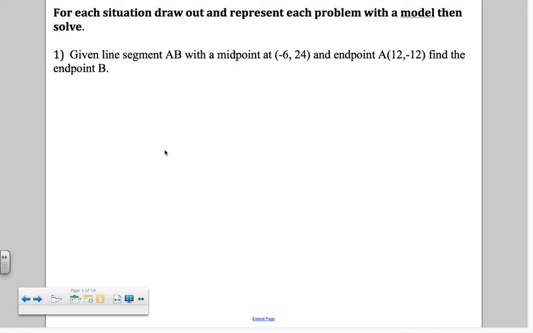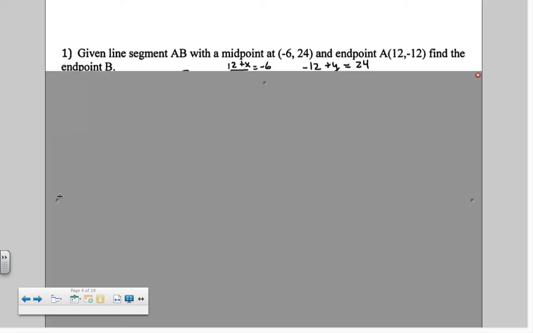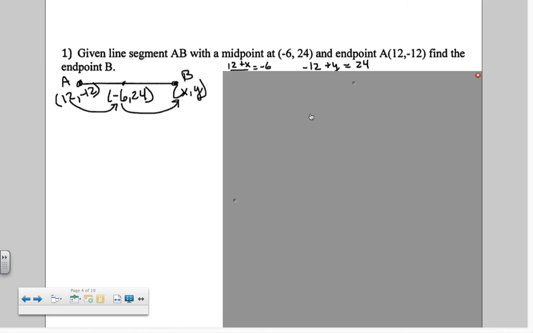Given line segment AB with a midpoint at -6, 24 and endpoint A at 12, -12, find the endpoint B. So the first thing we want to do to model this situation, and this goes with number 1 on that worksheet, is to draw AB with a midpoint M. So what we're going to do first is go ahead and draw AB. We've got a midpoint here at -6, 24. A I've labeled as 12, -12, and B I've labeled as x, y because I don't know what the values are for point B.